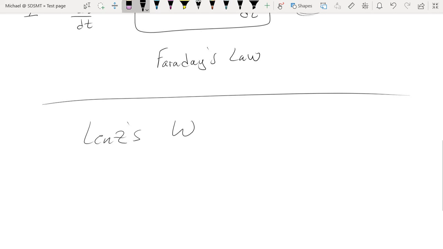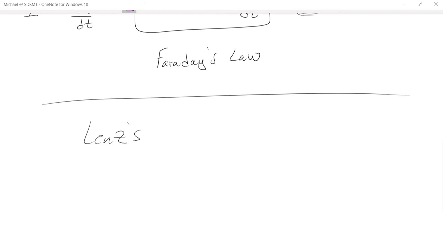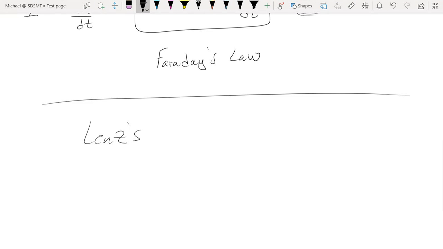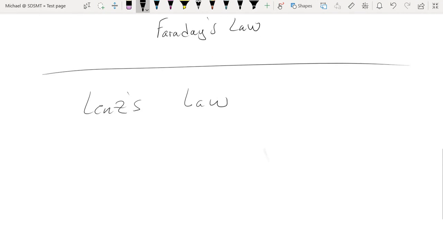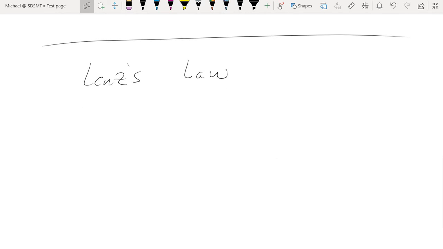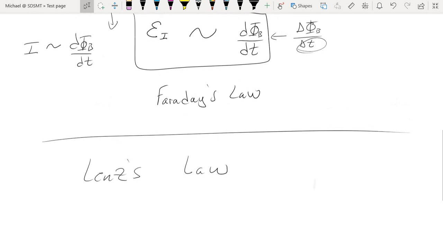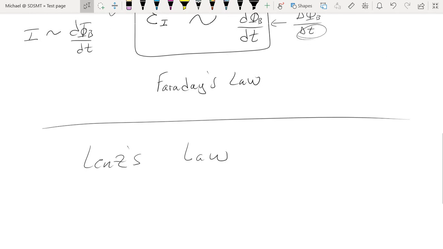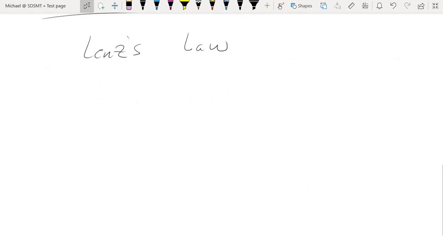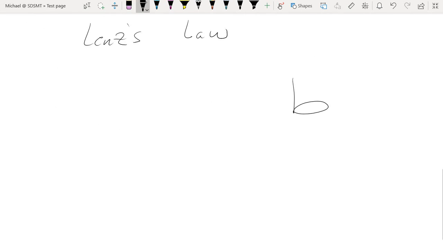And that other person was Lenz. And so Lenz came up with his own law, which is basically just Faraday's law, except we incorporate one extra piece of information, which is that for every individual loop, we get an EMF.